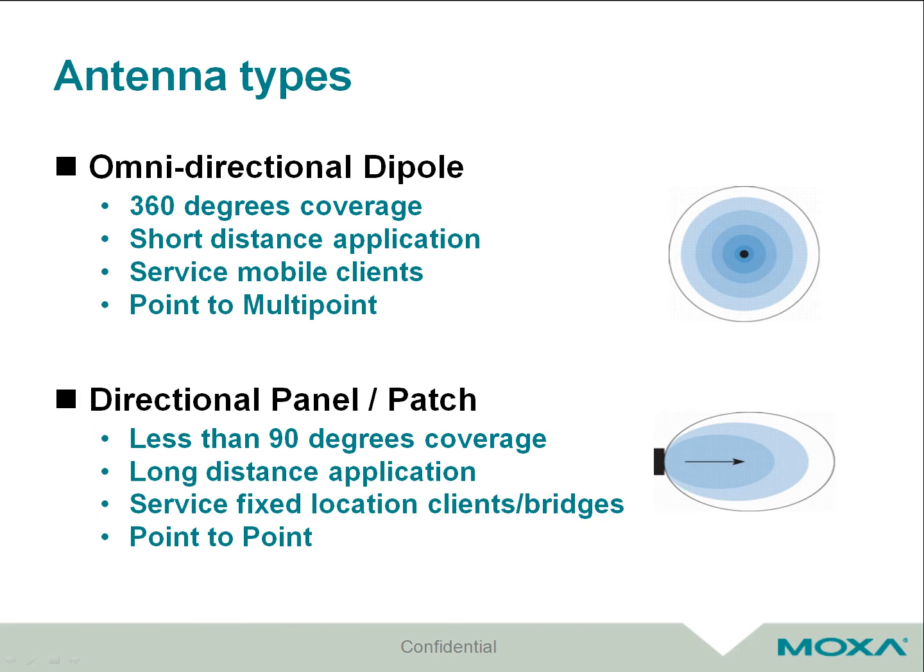Directional antenna has less than 90 degrees coverage but with higher gain. This makes a pair of directional antennas a perfect solution to establish a long-distance point-to-point communication. Antennas should be aimed at each other in a fixed position.